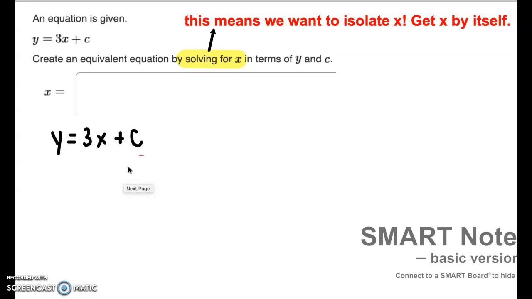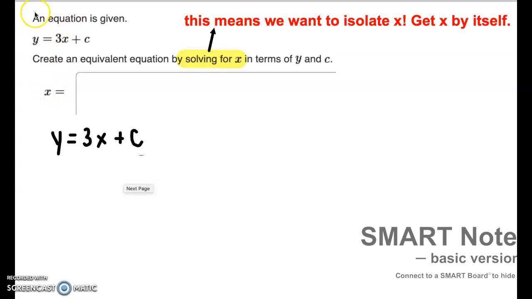Create an equivalent equation. If two things are equivalent, that means they are equal to each other. They might just look a little bit different. By solving for x in terms of y and c. Since we're solving for x, that means we need to isolate the variable x. We need to get that x on one side of the equal sign by itself.